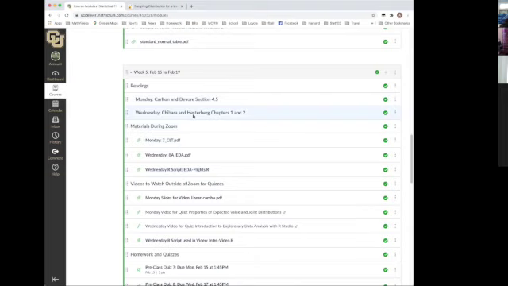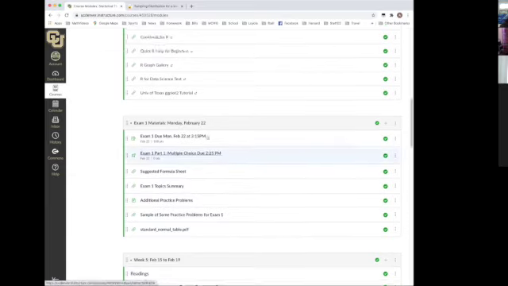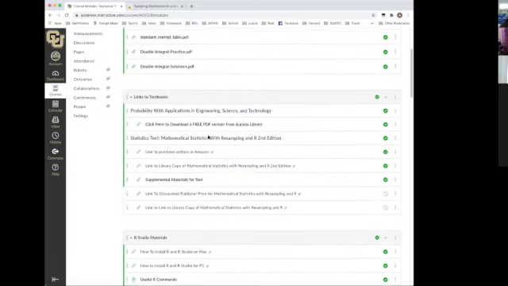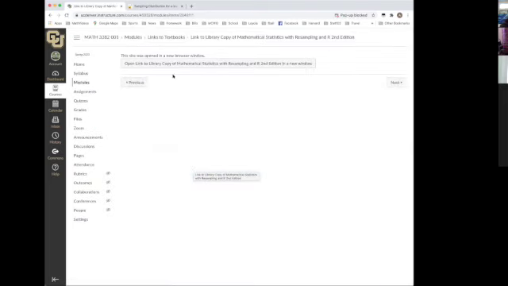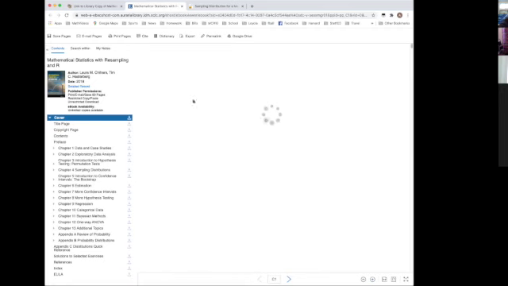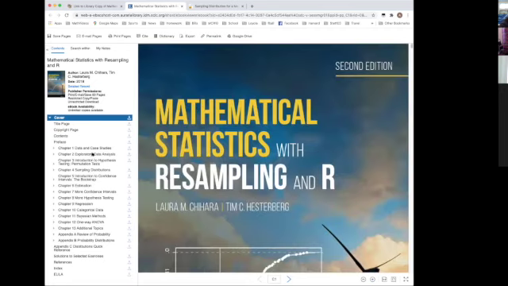So that's this one over here. If you can see, this is edition 2 of the book. And they do now have the second edition in the library. If you want to check out the textbook, there's a link over here that says link to library copy of this. If you click on this, you might have to log into your single sign-on identification, but it takes you right to the book. So you can access the book for free through the library. Just keep that in mind.